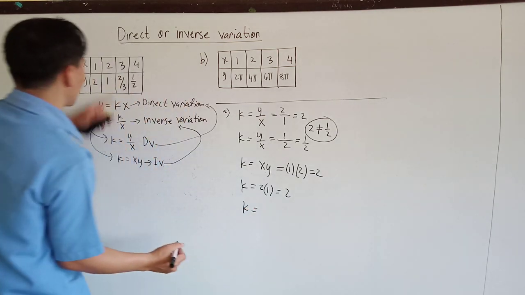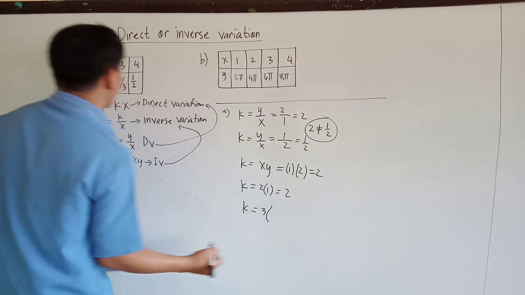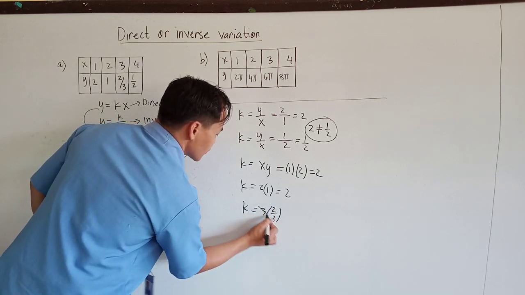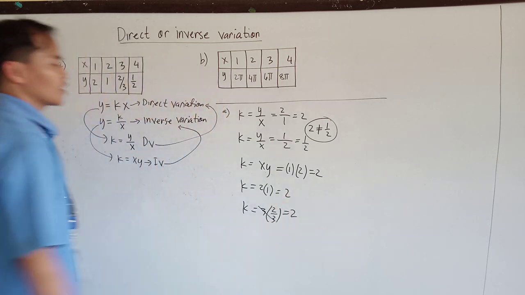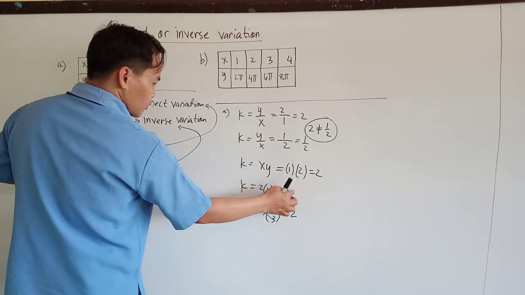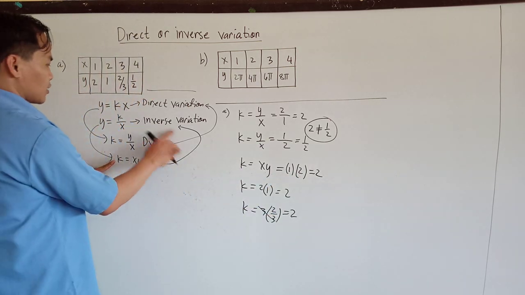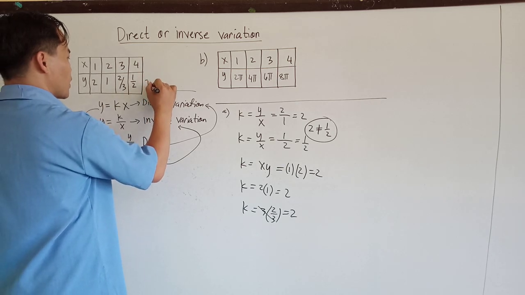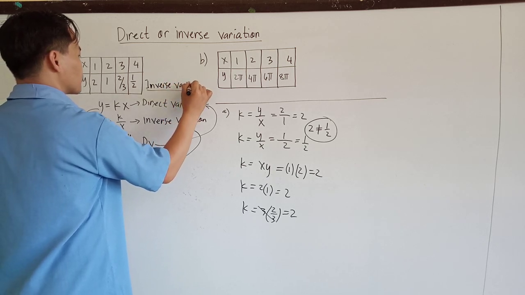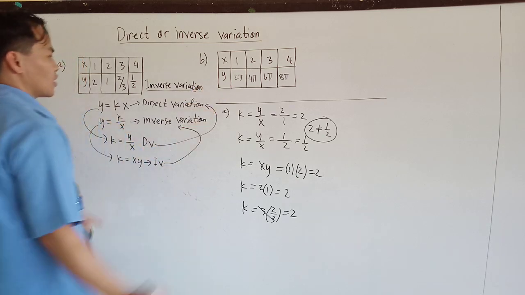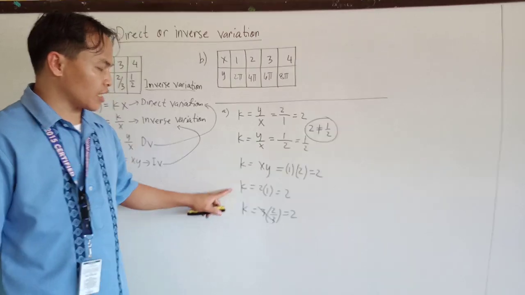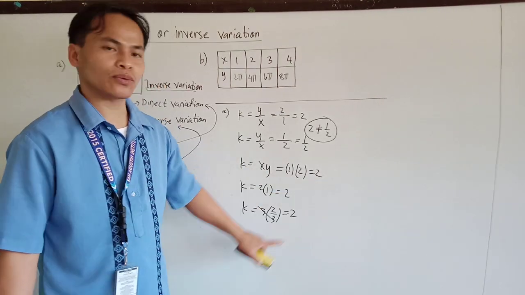Next, the third one. k is equal to xy, where x is 3 and y is 2 over 3. The 3 cancels out, and the answer is 2. Therefore, this table is referring to this formula because they are equal to 2. So this formula is referring to inverse variation. So this table is referring to inverse variation because as we calculate the value of the constant, we have 2 and 2, they are equal.